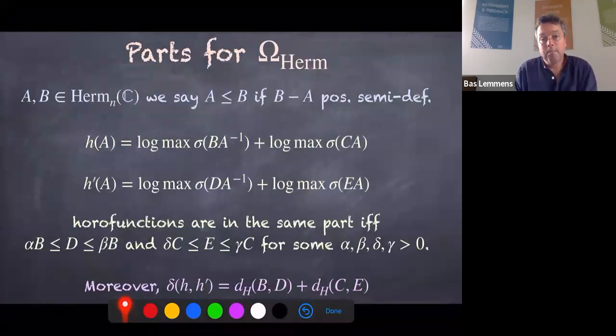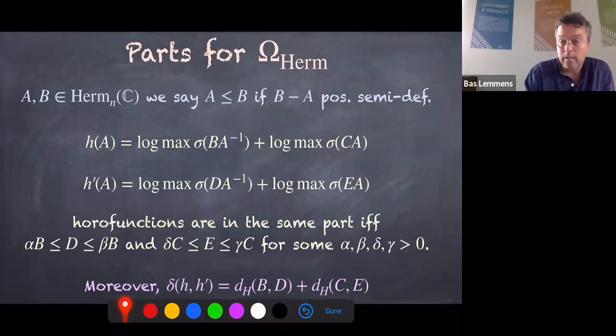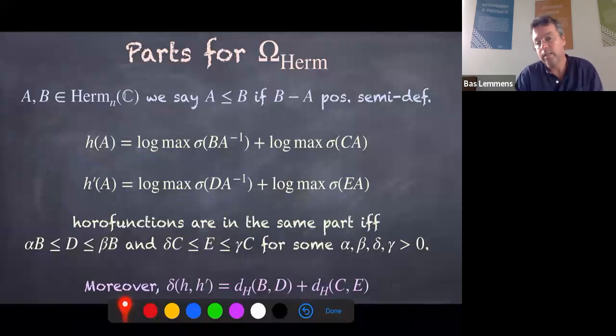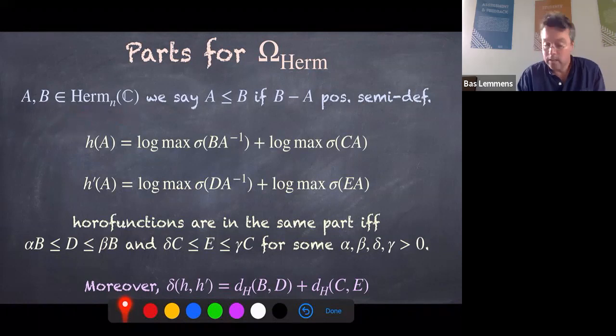So let's also talk about the parts of this metric space, this Horo function compactification. To explain that, again, there's a bit of terminology needed here. As I said, the Hermitian n by n matrices form a Euclidean Jordan algebra. And so there's a cone of squares in there. This is actually the set of matrices that have all their eigenvalues non-negative, so positive semi-definite matrices.